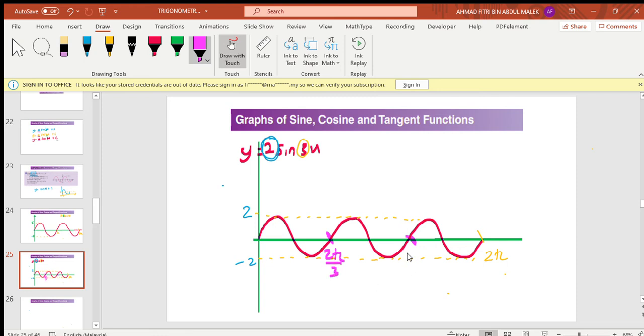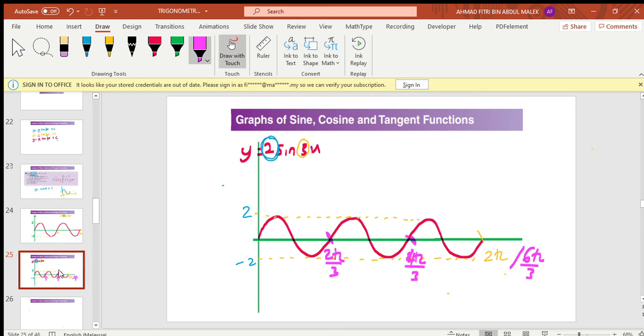Here is 2 pi over 3. That is 2 of it. So it becomes 4 pi over 3. So this is 6 pi over 3 or 2 pi. 6 pi over 3, so 6 divided by 3, you got 2. So 2 pi over 3. B, okay. That is to find the, this we call period. 1 period is equal to 2 pi over 3.